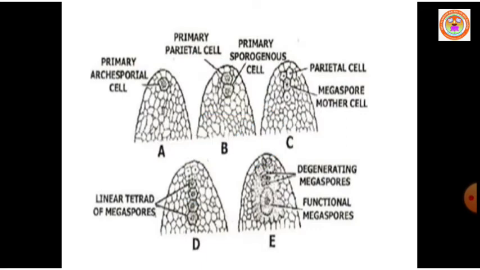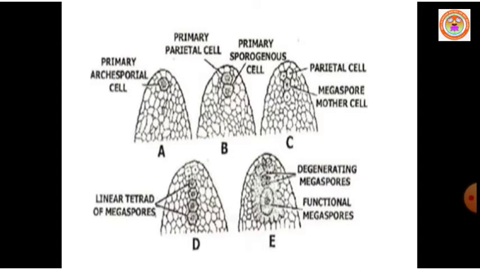See the previous picture, diagram C. The megaspore mother cell is developed from the sporogenous cell. In diagram D you can see linearly arranged 4 megaspores. So what happened? The megaspore mother cell is a diploid cell which divides meiotically and finally forms 4 haploid megaspores. Generally, megaspore is a haploid cell.